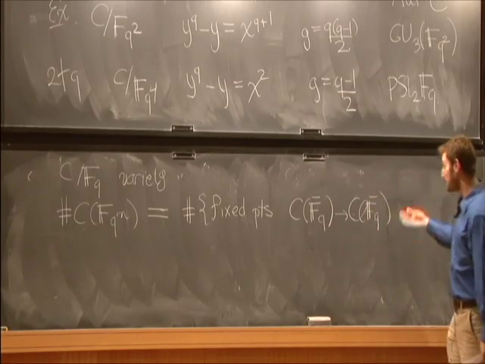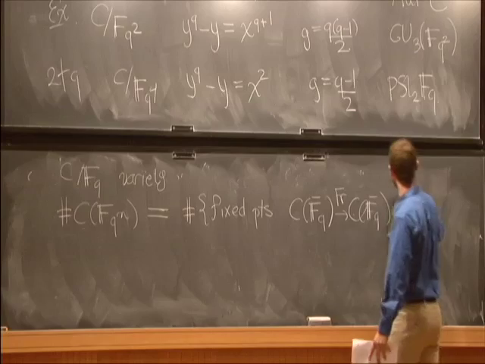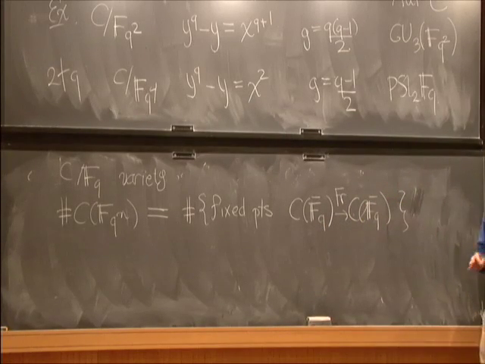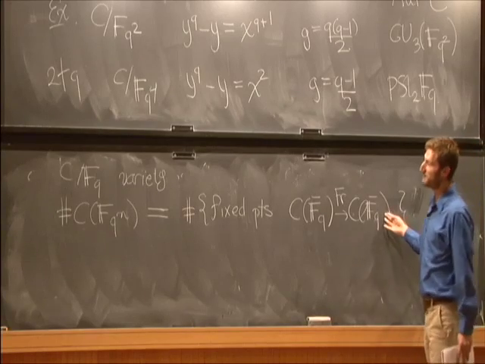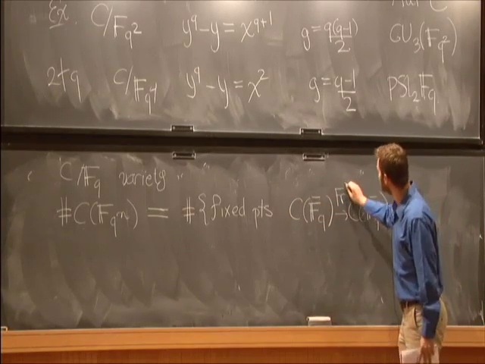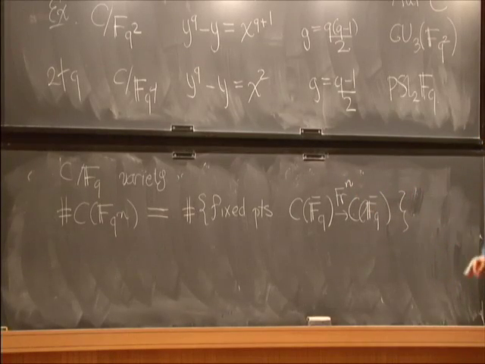And what is that map? It's the Frobenius map. I'll put it right here. The Frobenius map is the one that takes a point and just raises all the coordinates to the qth power. And if you're fixed by that map, then those coordinates have to belong to F_{q^n}, except I have to raise it to the nth power. So this is the qth power Frobenius to the power of n.